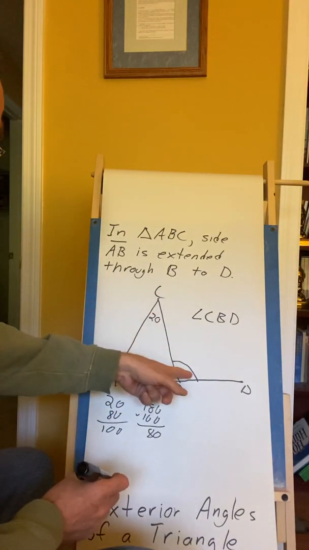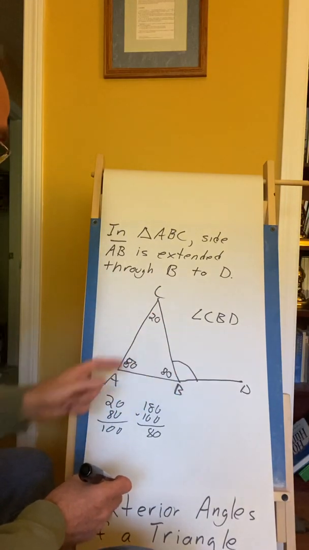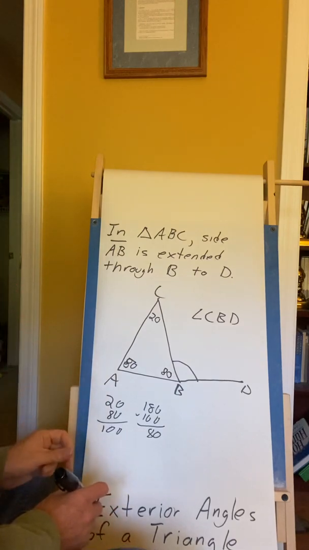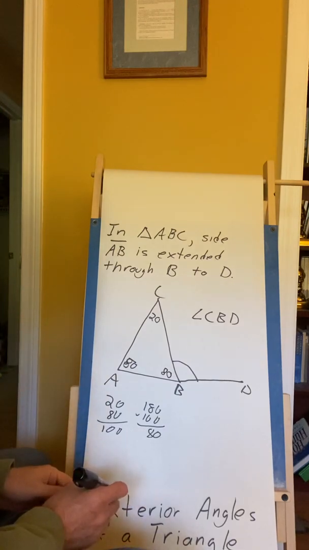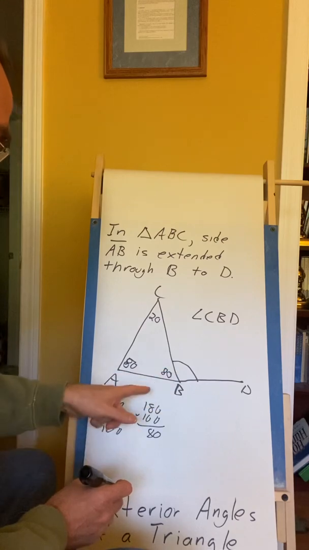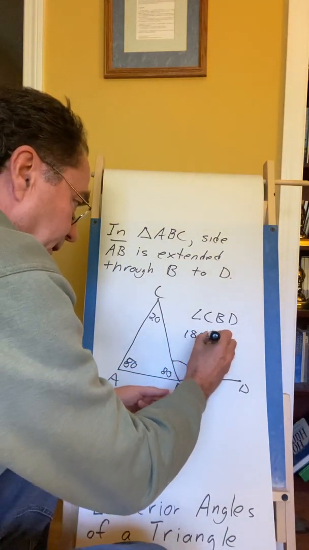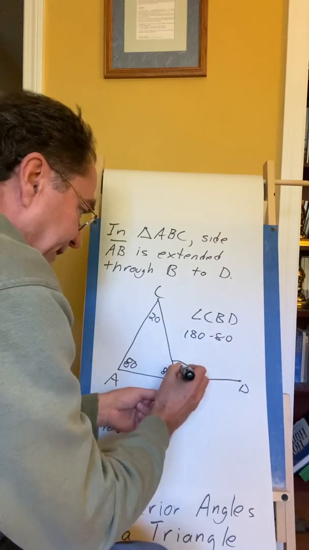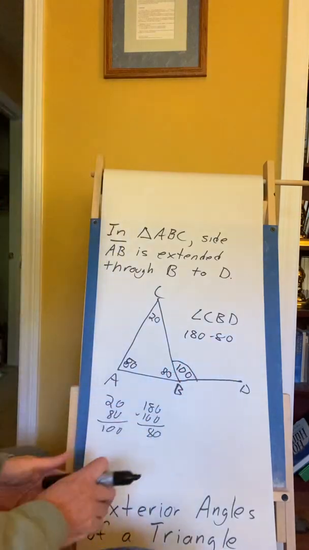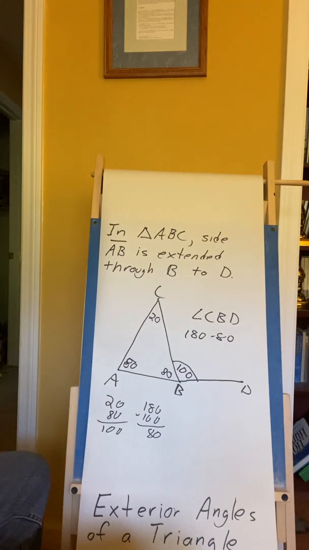Now, how do you find that one? Well, we know these two together are supplementary. So to get that angle, you subtract 80 from 180, and this angle right here is 100. Okay? So that's the long way to do it, which you already knew how to do.